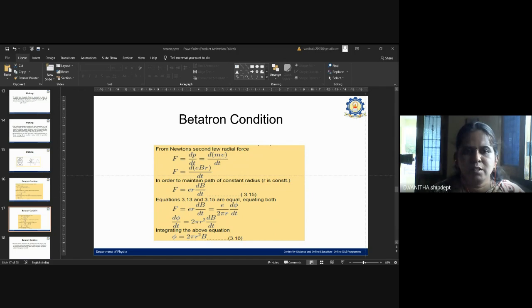So from that, we calculated the Betatron condition. The energy gained by the electron is also calculated. The number of revolutions taken by the electron is also calculated, and the average energy gained per revolution is also calculated. So the Betatron is also a particle accelerator. These are some of the applications of particle accelerators.